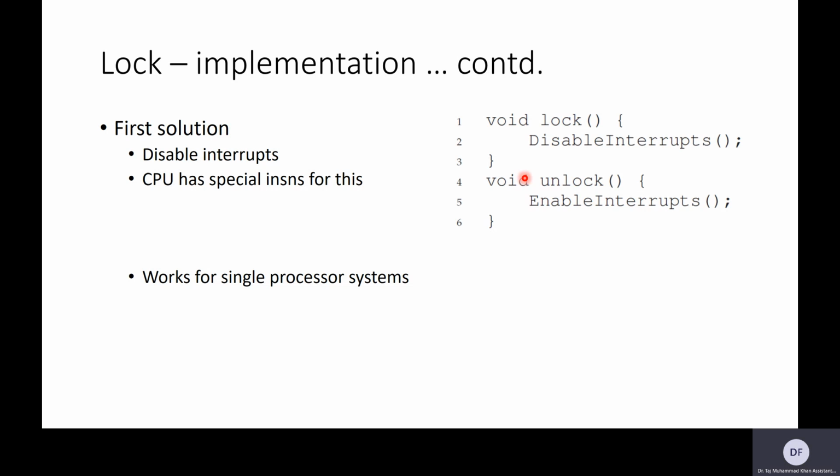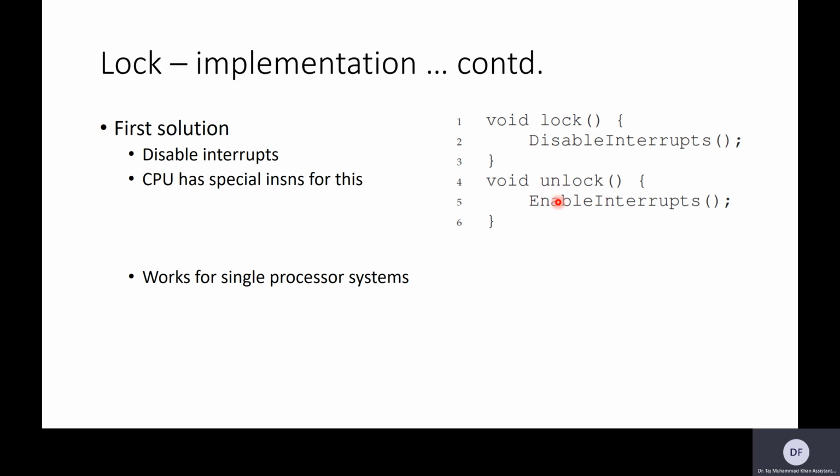Okay? Now, since there's only one processor, no other thread can run until this thread has been descheduled. And this thread cannot be descheduled because interrupts are disabled, and it can only be descheduled after it enables the interrupts. Okay? So on a single processor system, it works, but on a multi-processor system, this implementation will fail. Okay, it will not be correct.